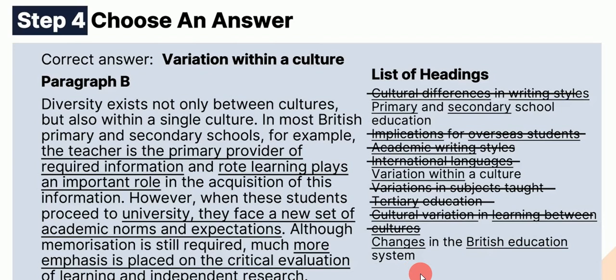In this example, diversity and variation have similar meanings, and the words within a single culture are mentioned in the paragraph as well. All the other sentences support this idea. There is a variation in teaching and learning between primary, secondary, and tertiary education levels in Britain. This means within one culture. The keywords in the other 2 possible headings are mentioned in the paragraph, but they are not the main ideas. After you have chosen a heading, you need to continue these steps with the remaining paragraphs or sections.